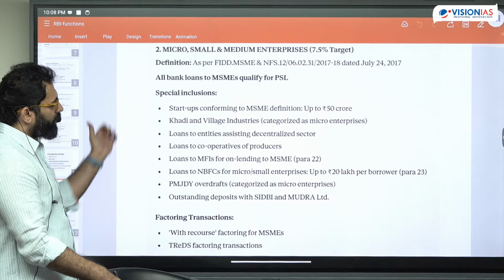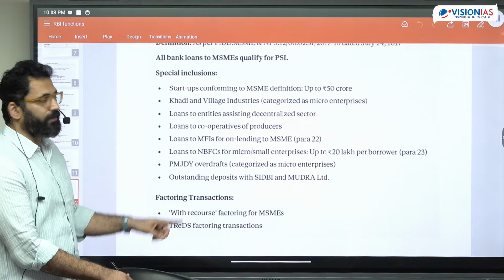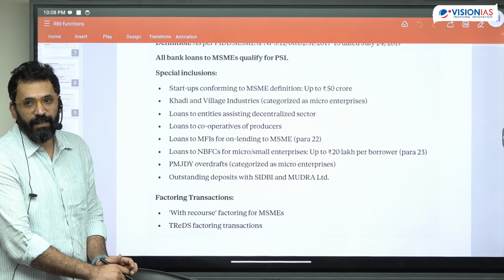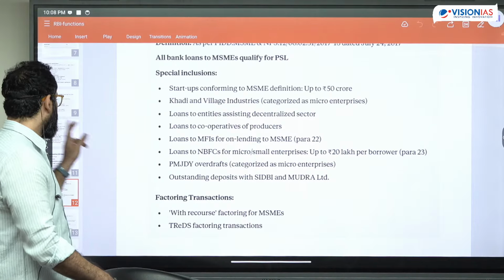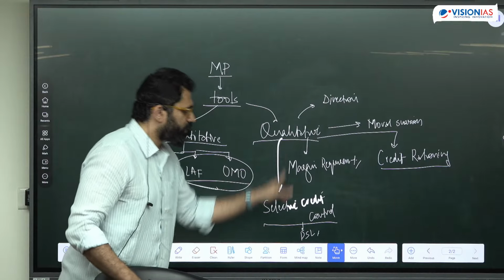Micro and small, similarly, the inclusions, what will count. Factoring transactions are also part of this. I told you what is factoring. Factoring is invoice-based lending, where you have not got the money. I told you yesterday also, the trade factoring transactions are also counted here. We discussed this factoring technique.